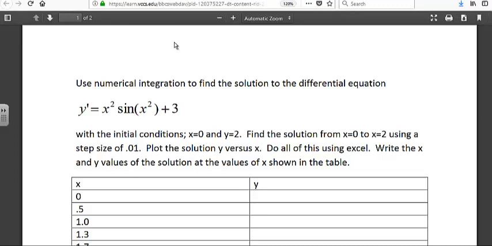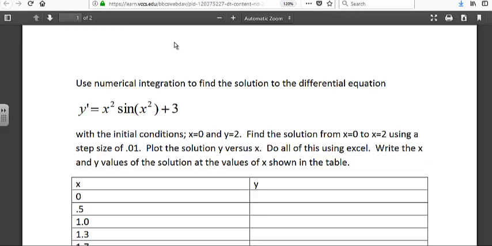What we want to do is start at some initial condition, which is x equals 0, y equals 2, and find the solution from 0 to 2 using a step size of 0.1. Plot the solution y versus x, do all this using Excel, and write the x, y values of the solution in the table. This is just a way of summarizing that we've done it correctly.